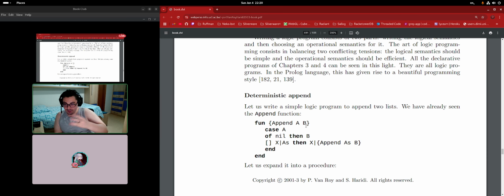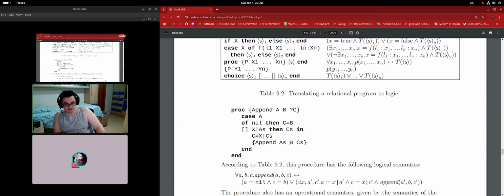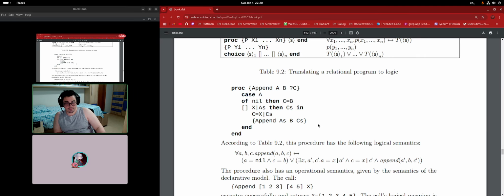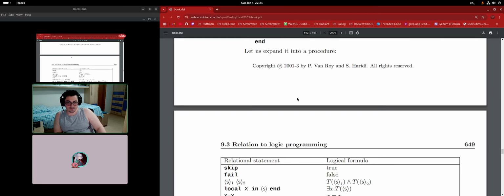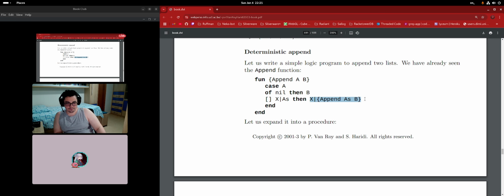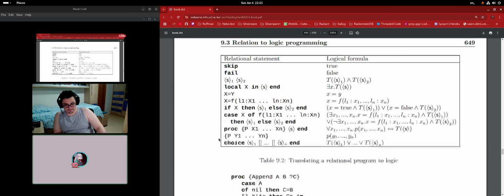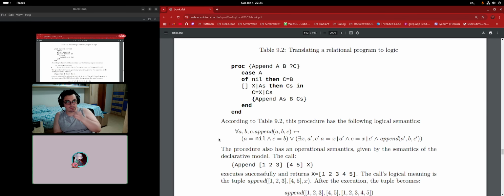Deterministic append. Now we're going to see an example of something that you would usually do with a functional approach, in the sense that you're using a function, versus using it in a relational way. We've seen this append before, so let's expand it to a procedure. With a procedure, you're going to have an output argument. Because here we're just tail calling ourselves, the output is implicit. This makes it visible, basically.